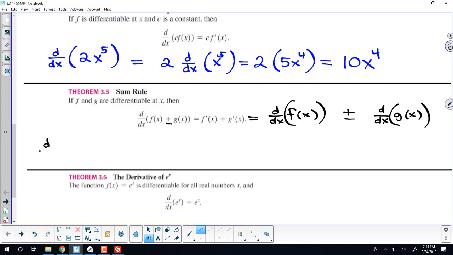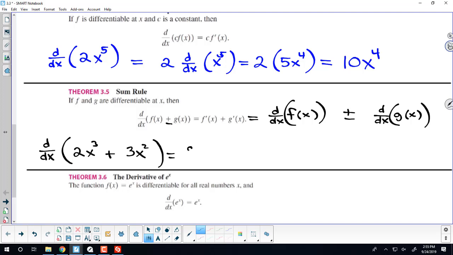So for example, what's the derivative of 2x cubed plus 3x squared? 6x squared plus 6x. Right.